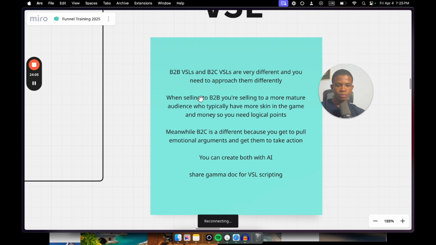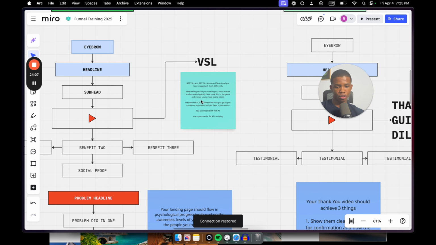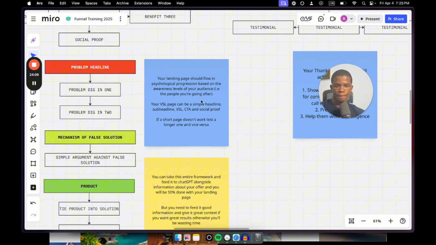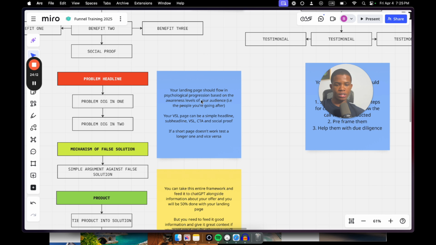Now, you need to understand your business in order to do this, or you need to conduct research as well. So your landing page should flow in psychological progression based on the awareness levels of your audience. A lot of people don't understand this, and they just put on a page, make it pretty. But when you have a landing page that's not tailored to the psychological awareness of your audience, it's going to be very difficult for you to make money, or at least maximize the traffic that's coming, because you might be speaking to this audience, but then this audience feels left out. You need to make it tailored to the awareness level of your audience.